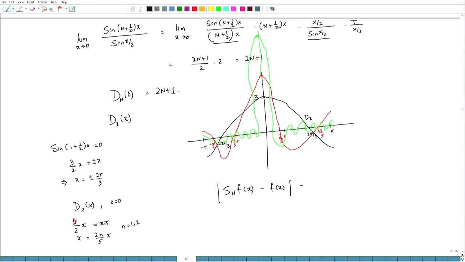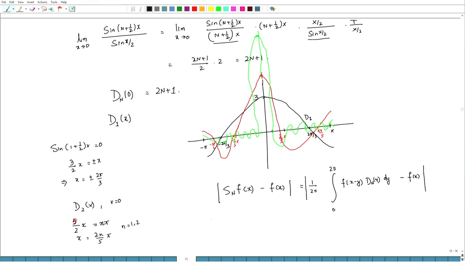Now, let us give an attempt to understand how we are going to attack this problem. This is equal to the integral of f of x minus y Dn of y dy, minus f of x, with the 1 by 2 pi inside the modulus. This is as per our definition. So now we would like to have one integral over here.